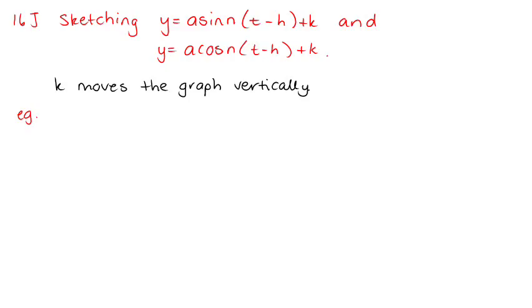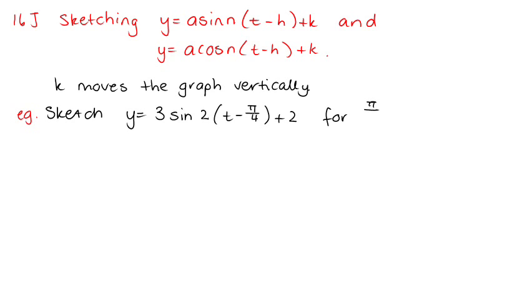So we'll go straight into an example because I think this one's easiest to learn when you're actually doing it. So sketch y equals 3 sine 2 t minus pi on 4 plus 2 for t between pi on 4 and 5 pi on 4.